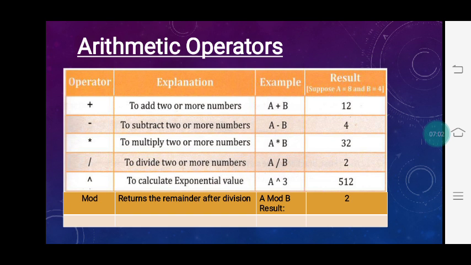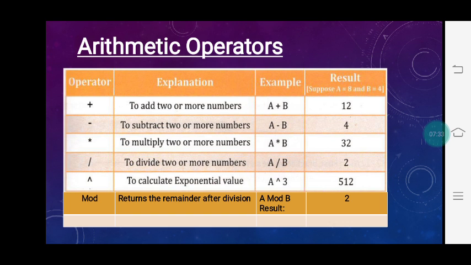Multiplication. To multiply two or more numbers, a multiplied by b, for example, means 8 multiplied by 4. Answer will be 32. Division. To divide two or more numbers, a divided by b means 8 divided by 4. Result is 2. Then exponential. To calculate an exponential value, a exponent 3 means what?